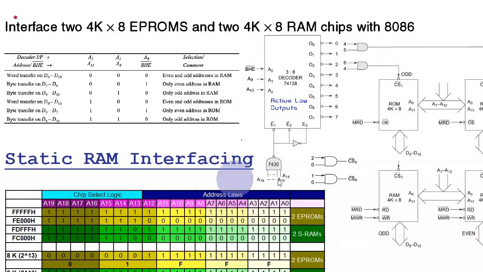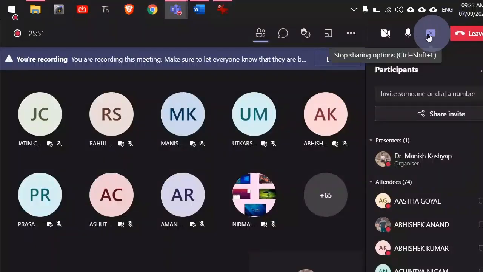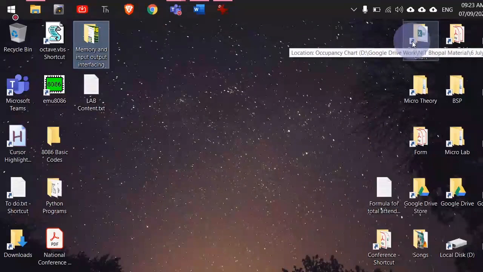So let me just remind you what we did in the case of odd and even memory banks. Give me a minute. Let me connect my charger because I think my laptop is discharging.